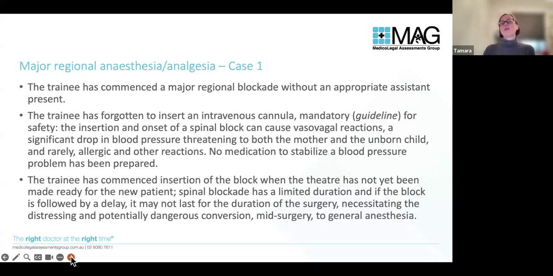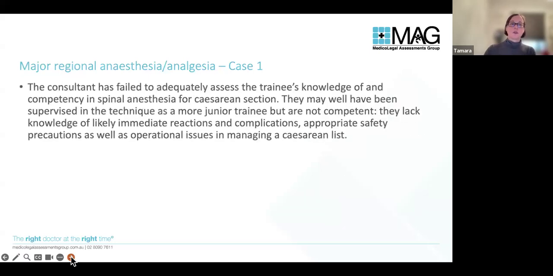They also have failed to have any knowledge of operational considerations. It could take 30 minutes to turn over that theatre in preparation. The spinal block itself will last a good hour, maybe an hour and a half. If 30 minutes or 40 minutes of that is wasted, then we may be putting that woman off to sleep halfway through her caesarean section because she's starting to feel things. So there's a lot of failures there in terms of the stewardship of that consultant, as well as the performance by that junior trainee.